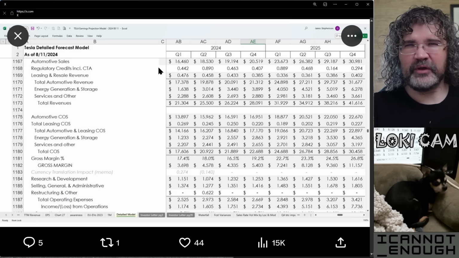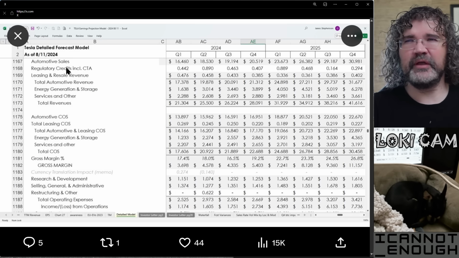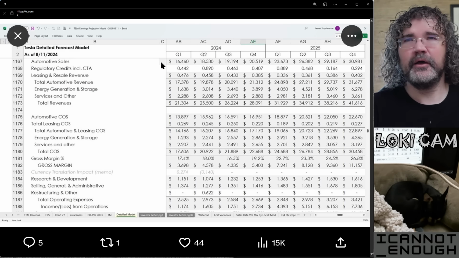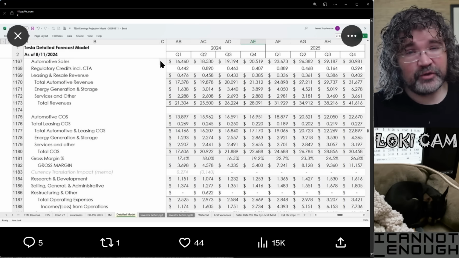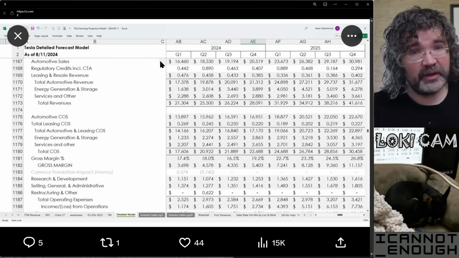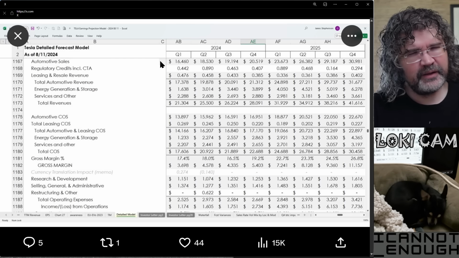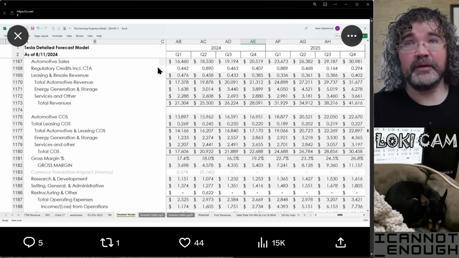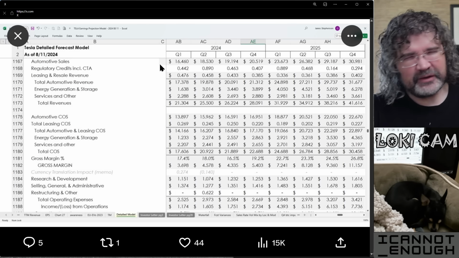And a fairly recent change to this is that we get to see regulatory credits on their own line. Those used to be combined in with automotive sales under the justification that you can't make regulatory credits revenue unless you sell automobiles. But I think the SEC must have said they wanted to see it separately on the income statement. It had always been available in the 10Q, and I think they noted it in the investor letter. But now it's broken out on its own line, as well as leasing and resale revenue on its own line.